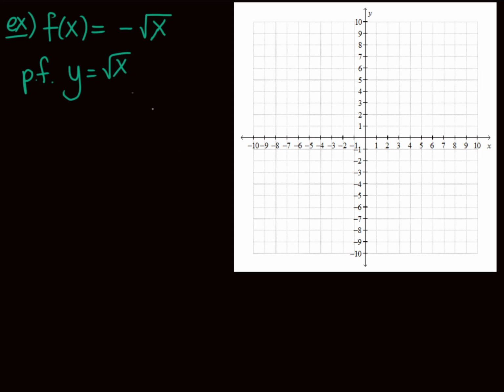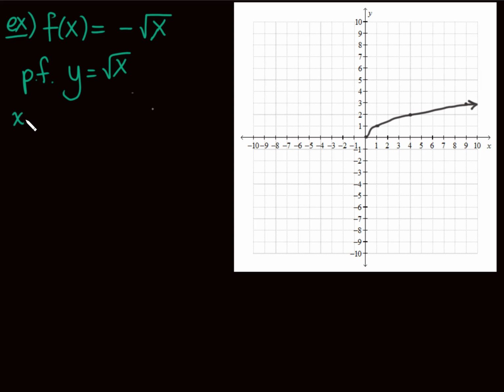If we look at that original parent function, square root of 0 is 0. Square root of 1 is 1. The square root of 4 is 2. Square root of 9 is 3. And you get kind of this swoosh looking thing. So look at what this negative is going to do.